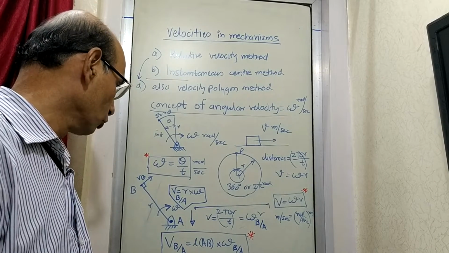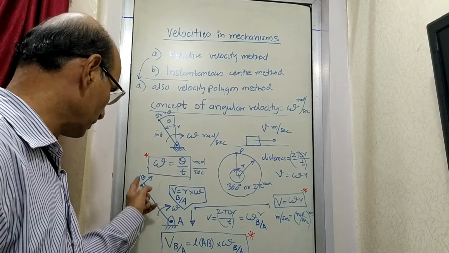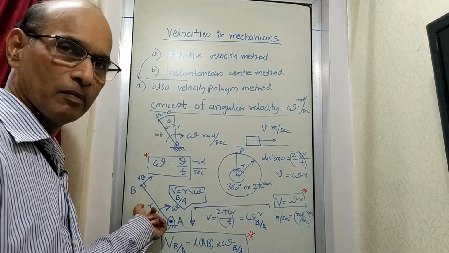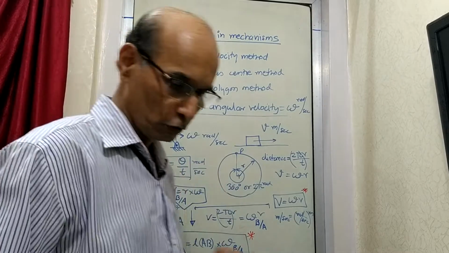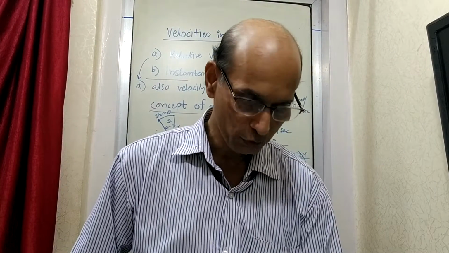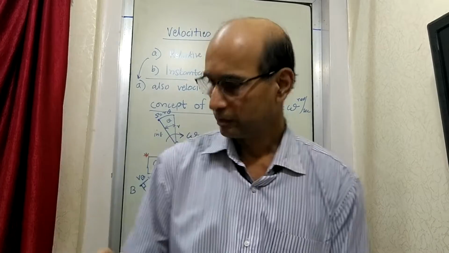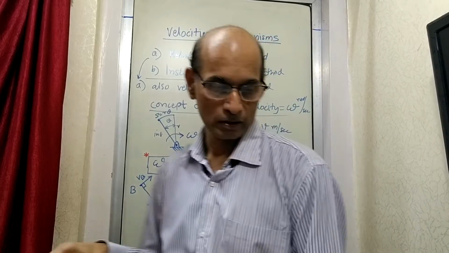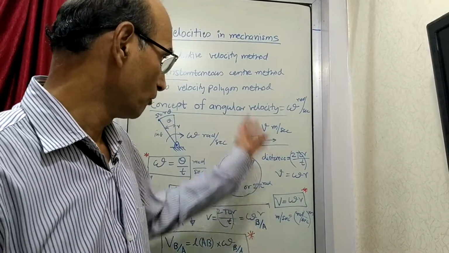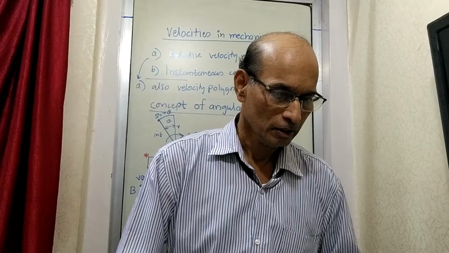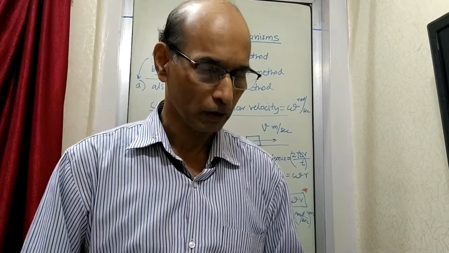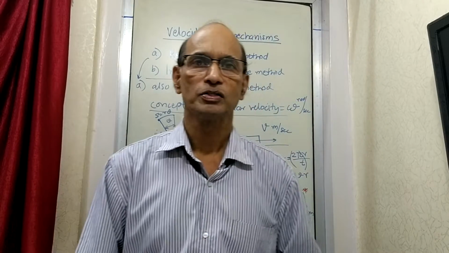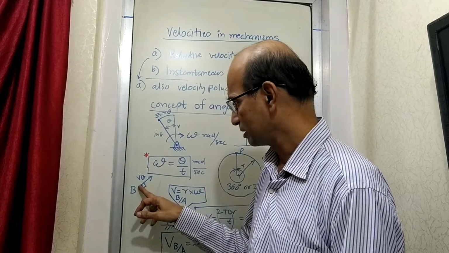Now having known this, whatever we have understood up to here, that this is a diagram and this is an equation we have written corresponding to this diagram, we are going to write certain conclusions which we are going to use in future. So below this equation, write down the conclusion or the summary of what we are discussing here. Conclusion number one, velocity of a point on a link.